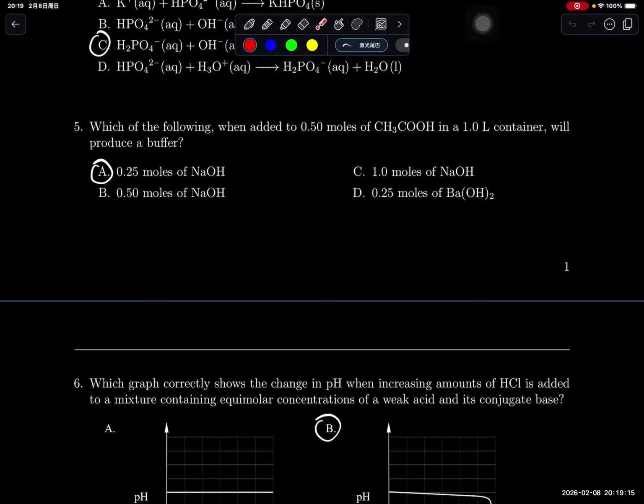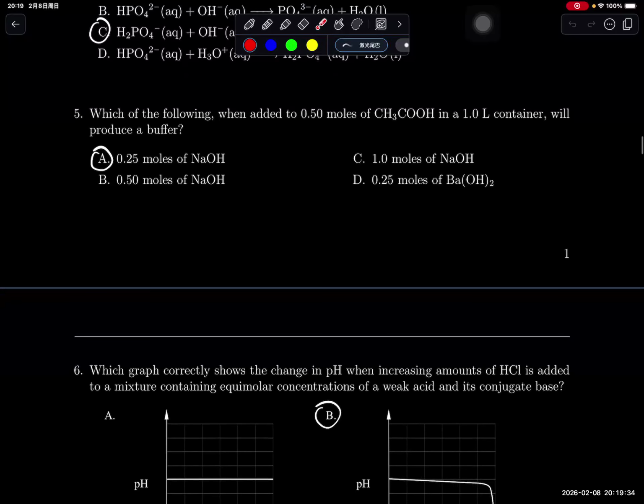So if you add 0.25 moles of sodium hydroxide, it will neutralize exactly 0.25 moles of acetic acid. You will produce exactly 0.25 moles of acetate ion in 1 liter of water. Therefore, you do form an optimal performance buffer. You don't want to add too much. If you add 0.5 moles, it just completely neutralizes. There's no more acid left. You just have all your conjugate bases. That's not a buffer at all. If you add more than 0.5 moles, such as selection C, then you will just overwhelm it, and you will end up with a basic solution.